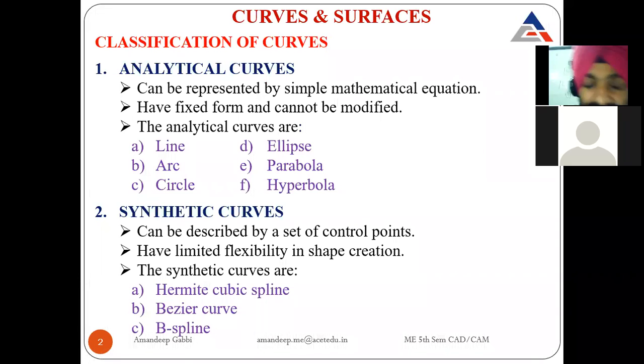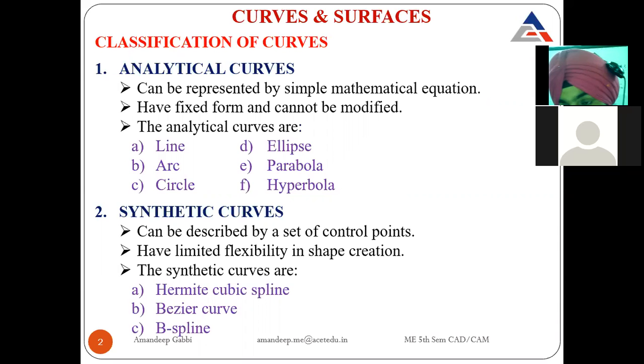When you talk about curves, you draw curves. These are two types, analytical and synthetic curves. We have discussed this briefly in the previous chapter also. Analytical curves are those curves that we already know how to draw, how they actually look like. Those curves are called analytical curves.